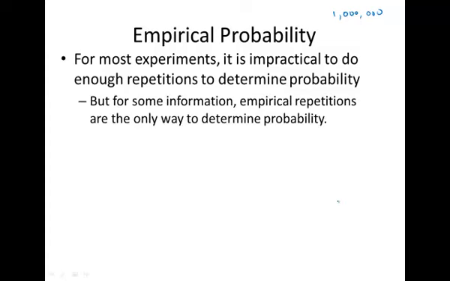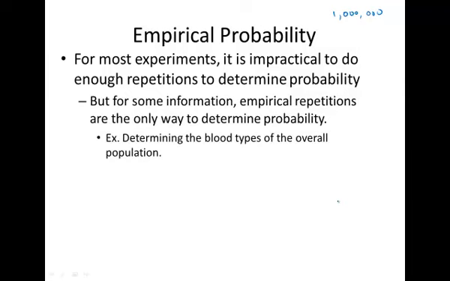For some information, empirical repetitions are the only way to determine probability. As I mentioned, science is one of these things. There are theoretical aspects to science, but to test a theory in science, usually you have to do an experiment or more than one experiment. So blood types of the overall population, how do we know what percentage have type O, type A? What are the other types? Is it AB?